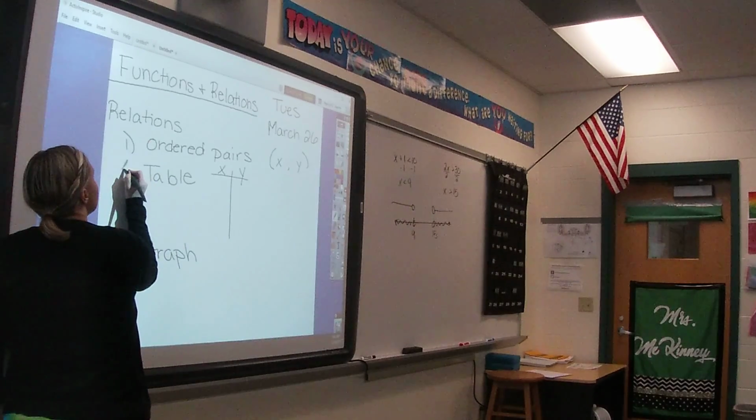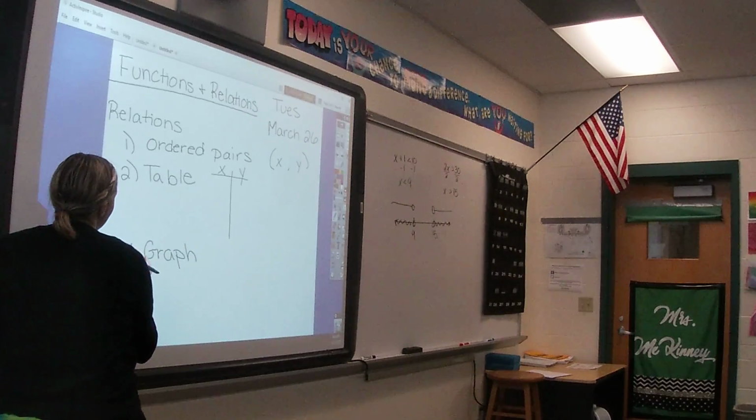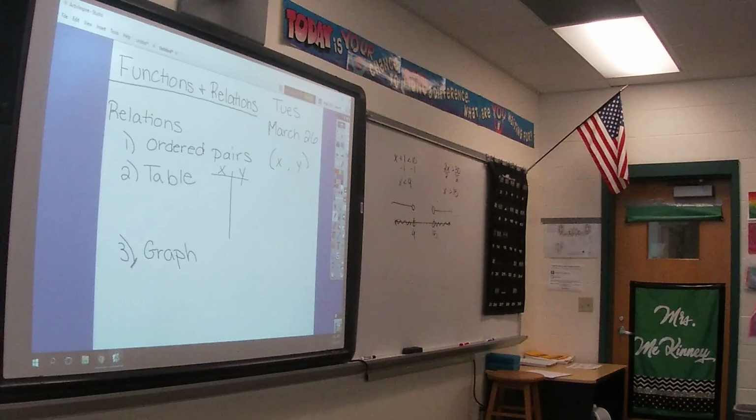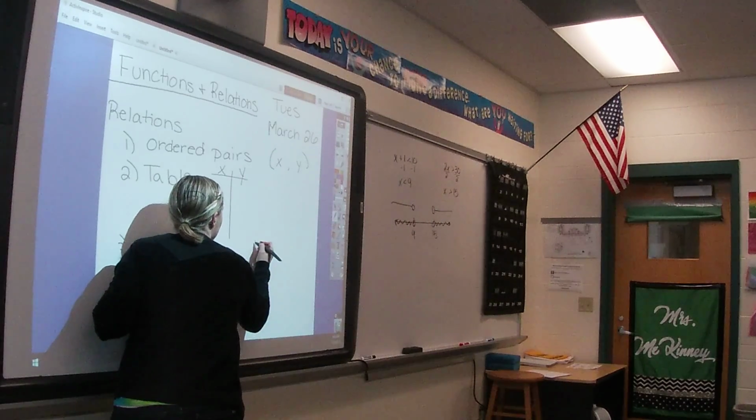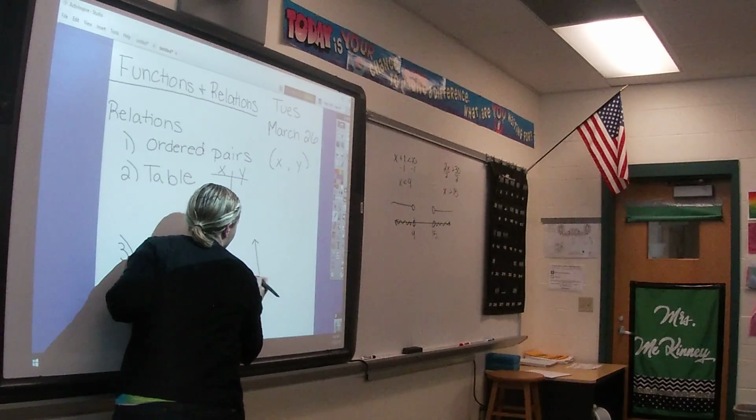We can represent them as a graph. Okay, so a graph is when we are taking some info that we know from a relation and we are putting it on the coordinate plane.